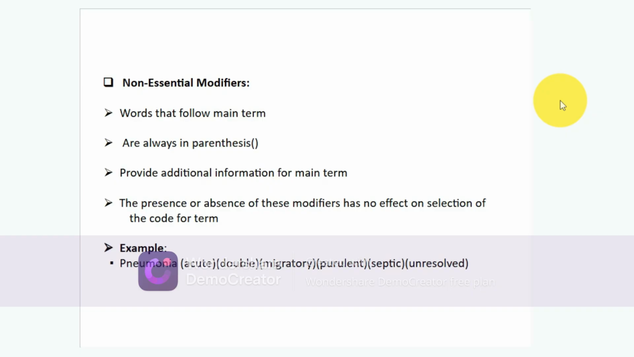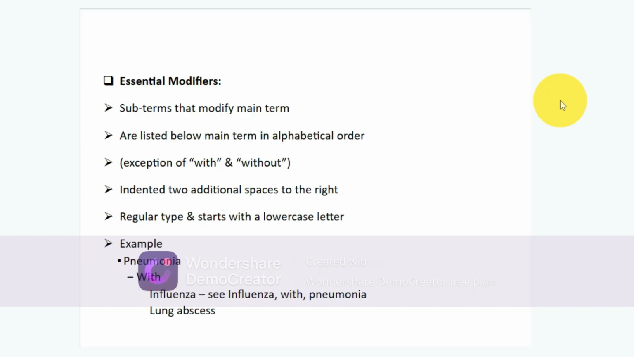Example, pneumonia in parenthesis: acute, double, migratory, purulent, septic, undissolved. This kind of examples is there. Initial modifiers: subterms that modify the main term are called initial modifiers, and they are listed below main terms in alphabetic order, with the exception of "with" or "without".